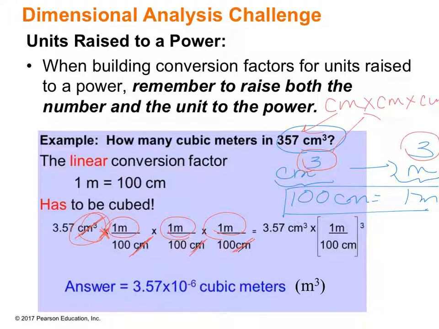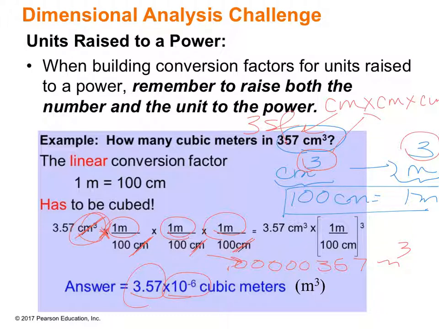Pay attention to sig figs. The given information has 3 sig figs, so your answer must also have 3 sig figs. It's a good idea to get familiar with scientific notation if you aren't already. I accept your answer in decimal form as well as scientific notation. So if you wrote this out as 0.0000357, that would be perfectly fine.